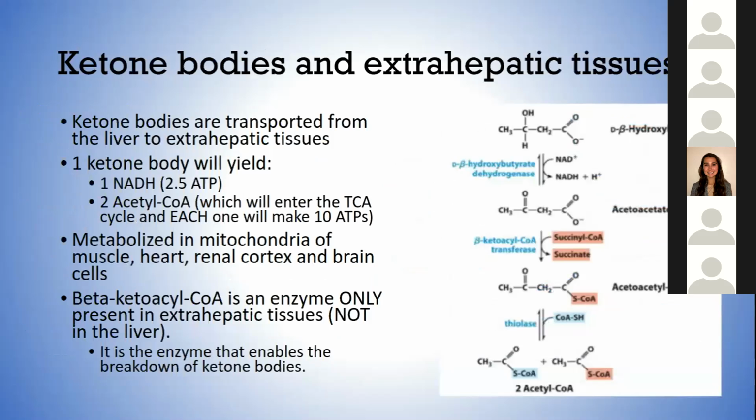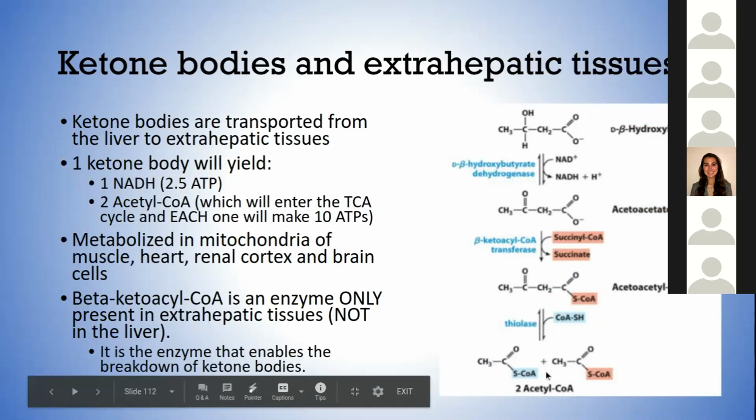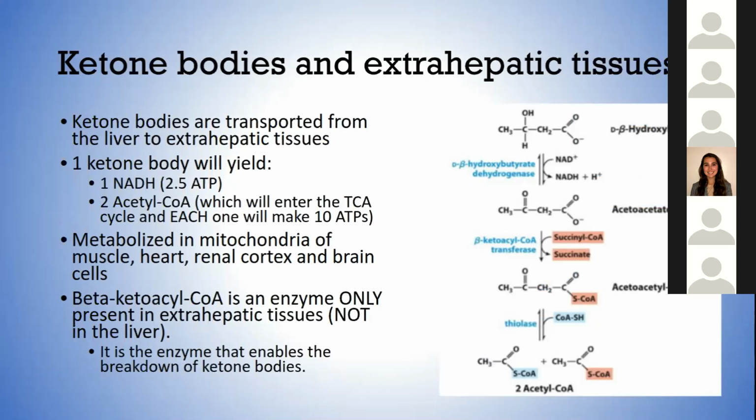So we can also go the other way, right? We can make our acetyl-CoAs back from our ketone bodies. Our ketone bodies generally are going to be transported from the liver to extrahepatic tissues, and one ketone body is going to yield 1 NADH, which converts to 2.5 ATPs. And remember, 1 FADH2 converts to 1.5 ATP. It's also going to yield 2 acetyl-CoAs, and those 2 are going to later enter the citric acid cycle or Krebs cycle, and each one of those is going to give us 10 ATPs in that process. So these are going to be metabolized in our mitochondria. Think about your muscle, your heart, renal cortex, and the brain cells.